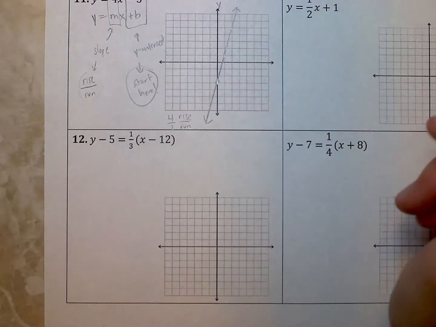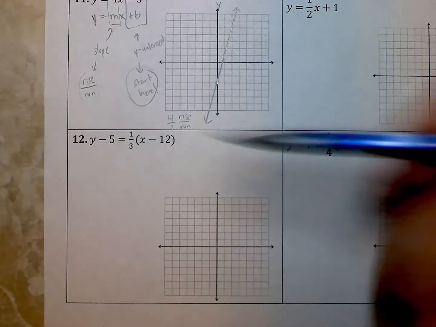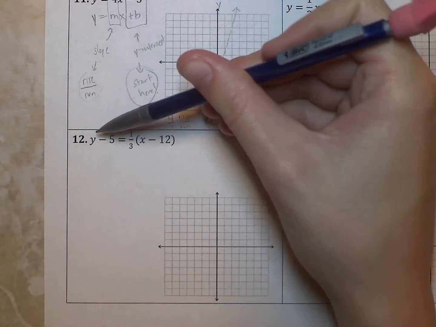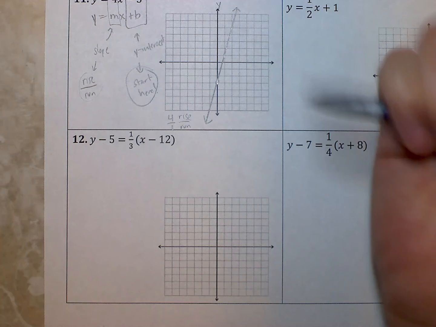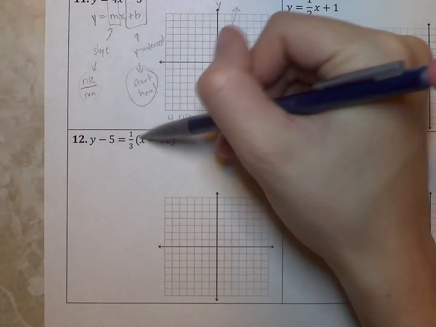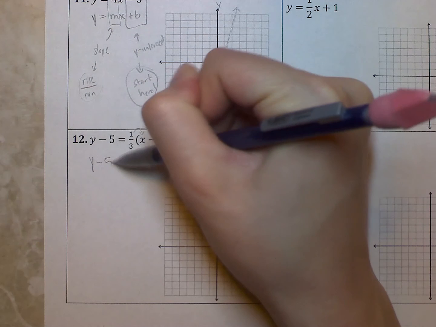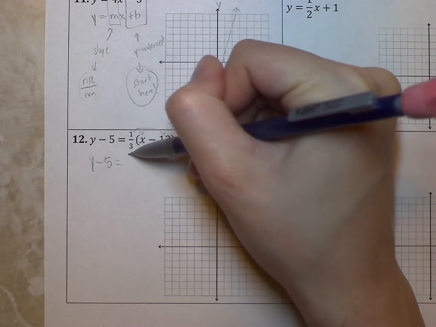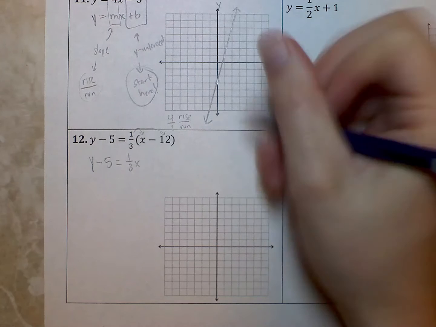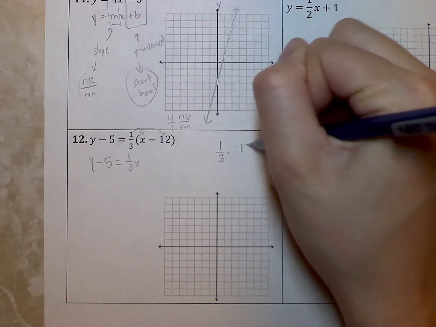Number 12. In this case, I want to graph this equation. Well, I don't know how to graph this equation because it doesn't look like y equals mx plus b, right? What I can do is rearrange it so that it does look like y equals mx plus b. First, I'm going to get rid of these parentheses by distributing. So I'm going to just bring down y minus 5. 1/3 times x is 1/3 x. And 1/3 times negative 12.